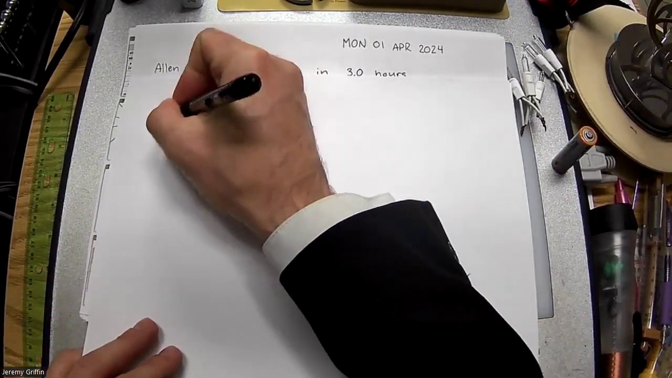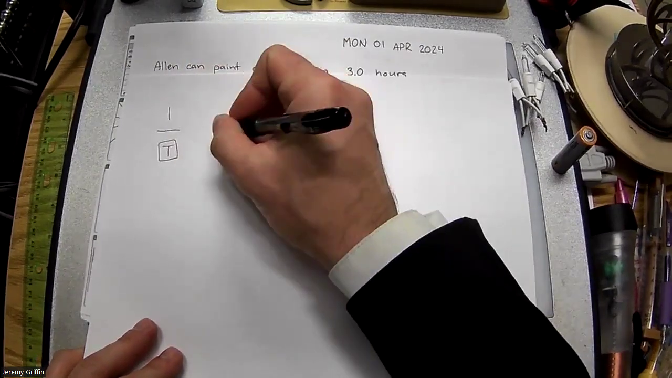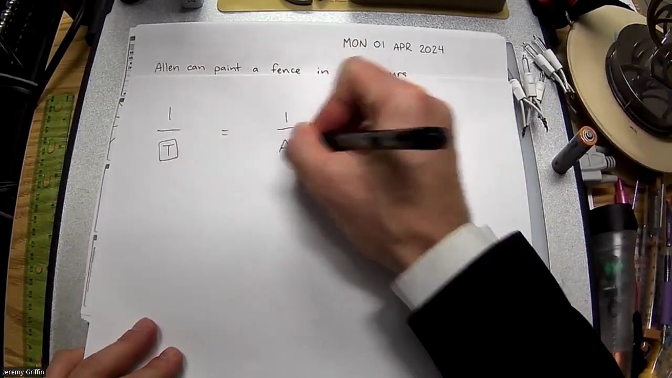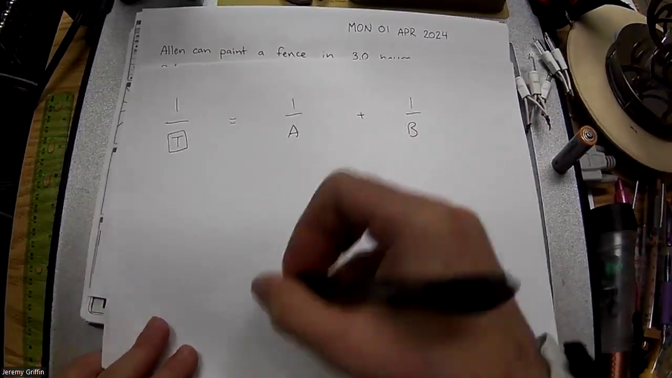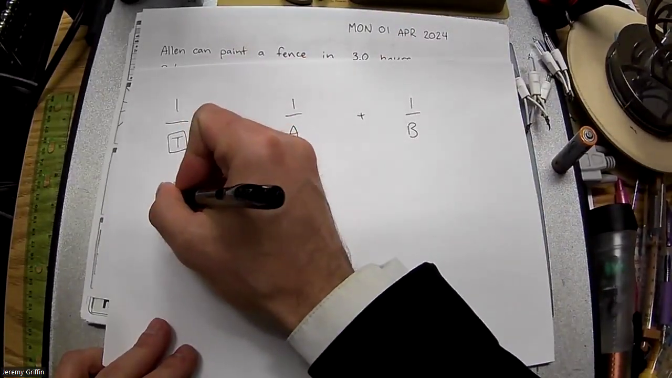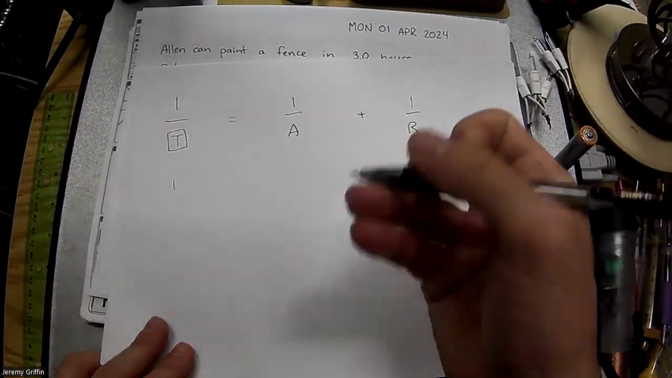You can say 1 over the total time, and we're solving for the total time, is equal to 1 over Alan's time plus 1 over Bob's time, right? Okay. So let's run the numbers then, right? Because Steve was saying the answer should be like 1.7 hours. I think it sounds right. Okay, let's check this out.